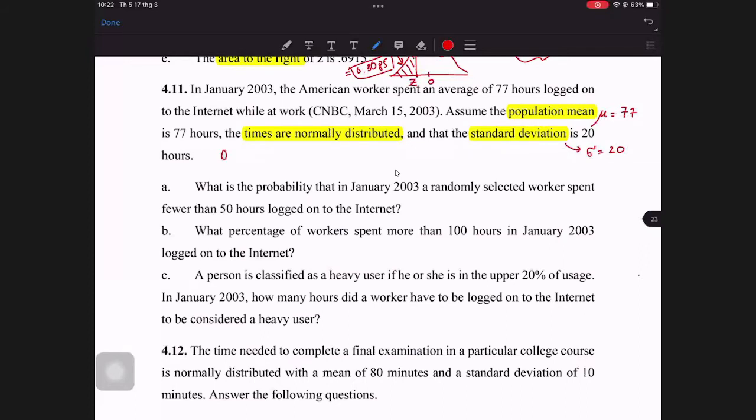And if we denote x here as the number of hours logged onto the internet, we can now use x in place of the whole phrase. So what is the probability that a randomly selected worker spends fewer than 50 hours? It means that x is smaller than 50.